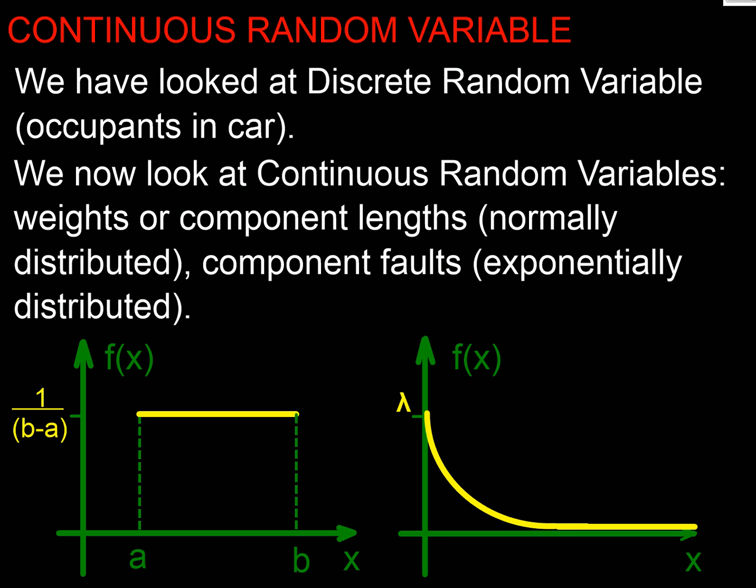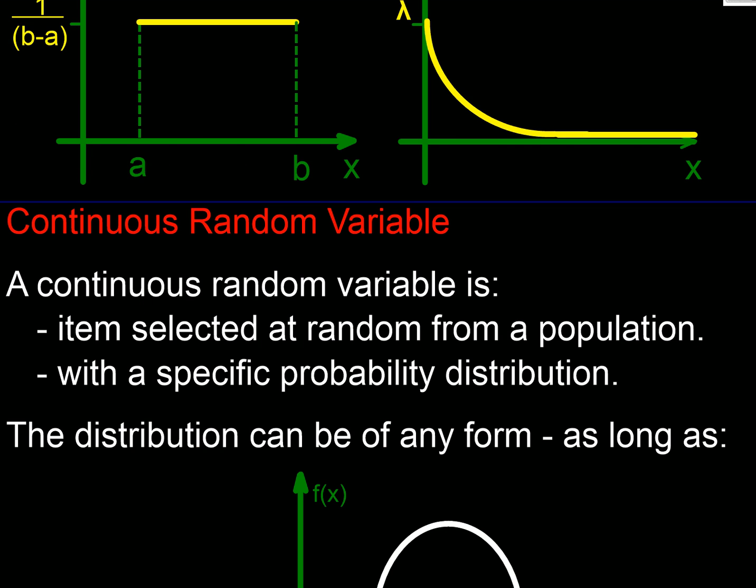And with continuous random variables, we're looking at very much the same sort of thing, except that our data is continuous rather than discrete. So, for example, classically, it's weights from a distribution or the length of a component that's been made, which are typically normally distributed, or it could be the time for a component to fail, which would be exponentially distributed. So I'm going to take you through how we use these and how they work.